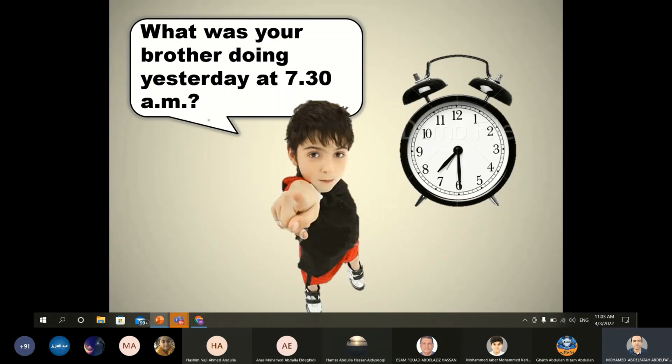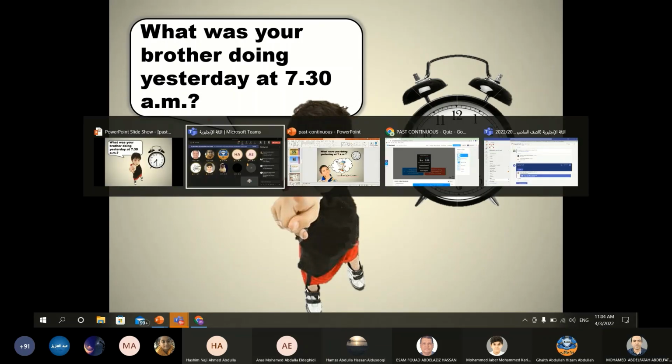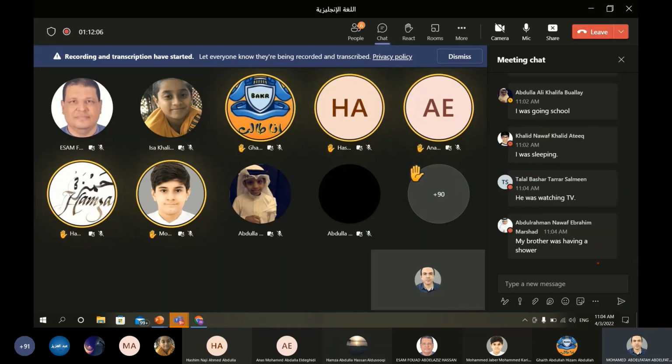Write in the chat box. Go to the chat box. Yes. Talal Bashar says he was watching TV. Good. Was or were plus ing. Here he's talking about the subject he, his brother. He was watching. Bravo. Abdurrahman says my brother was having a shower. Excellent. You have to add a full stop at the end of sentence, Abdurrahman. But anyway, excellent answer.